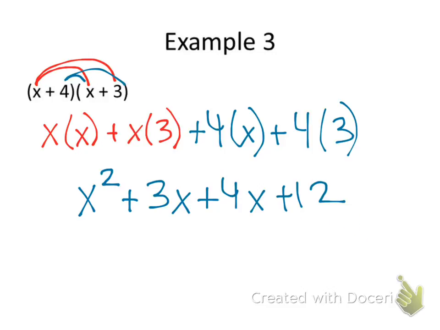Now, there's actually one more thing we can do on this problem. Does anyone see it? Yeah, we have some like terms here. So you can go ahead and combine them. Keep the x squared in the front. We always go from biggest exponent to littlest exponent. So x squared. What is 3x plus 4x? 7x and then plus 12.